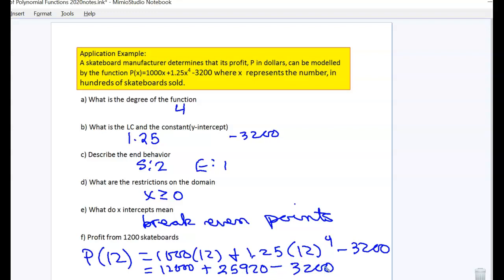So now if I add these all together, I'll just write the final answer up here. The profit will be $34,720.